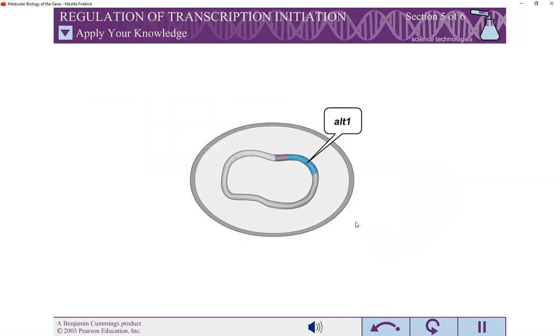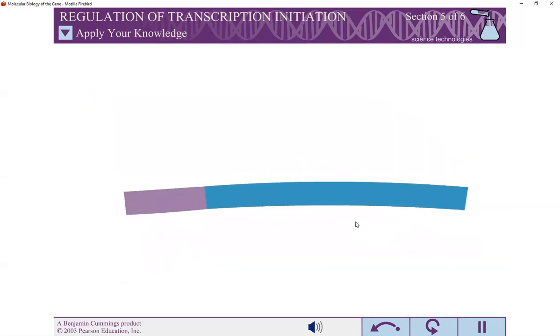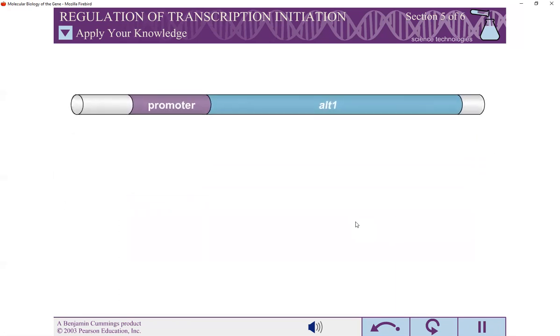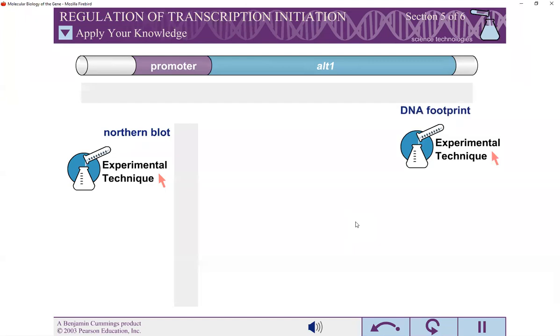You have isolated the gene and promoter for one of these proteins. We'll call the gene ALT1. You can use a northern blot to determine the level of RNA expression for this target gene and DNA footprinting to identify the locations where proteins bind to the DNA.